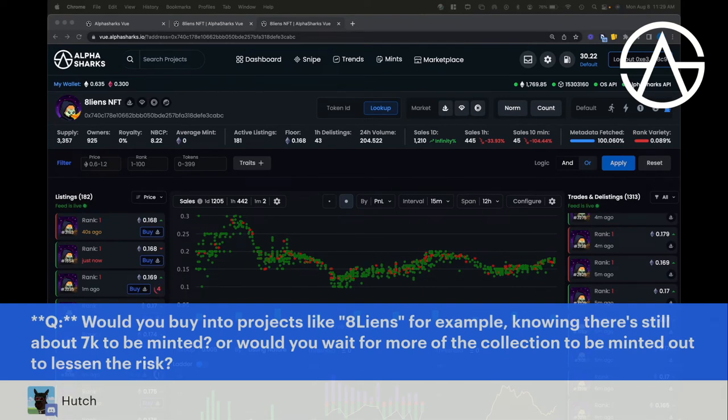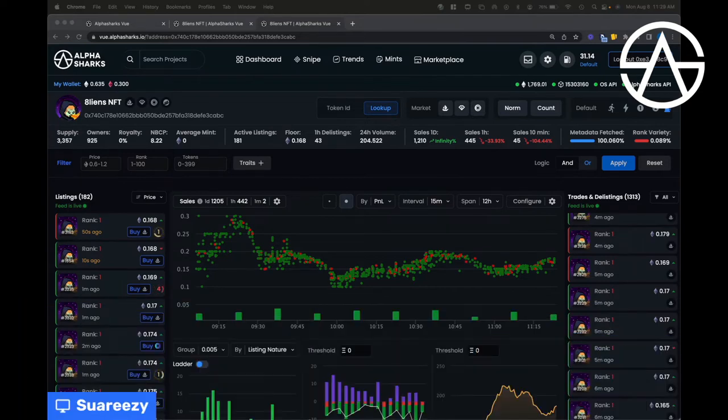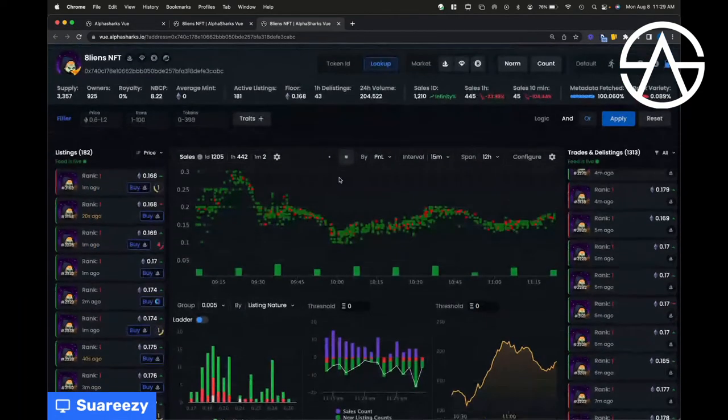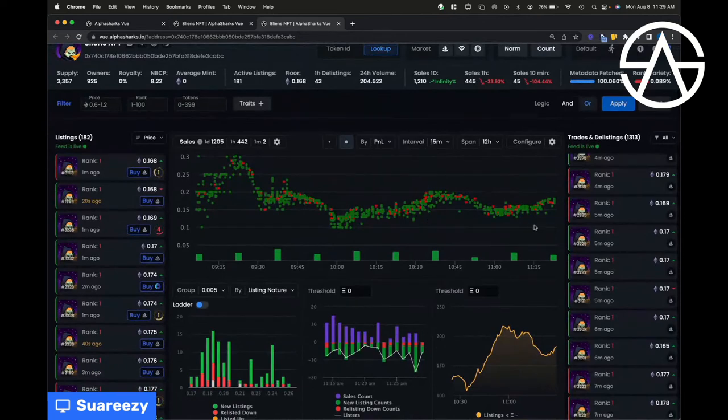Hutch, would you buy into a project like Aliens, for example, knowing there's about 7k left to be minted, or would you wait for the collection to be minted out to lessen the risk? That comes down to what type of trader you personally are. I'm more of a patient trader.